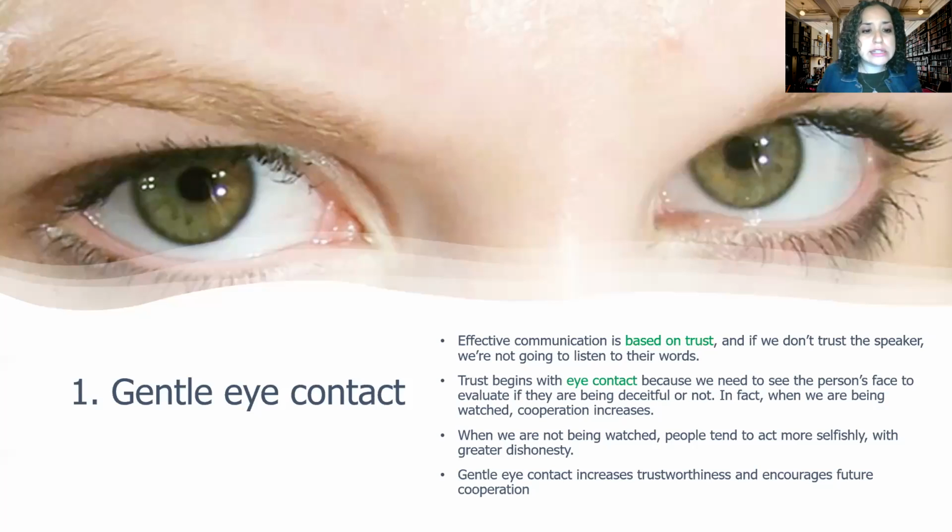Number one says gentle eye contact. Gentle. What does it mean? You need to keep eye contact with the audience, yes, but you also need to have expression with the eyes, because we already know that the eyes can build trust. Take a look at what is written here. It says effective communication is based on trust. And if we don't trust the speaker, we're not going to listen to their words. Trust begins with eye contact.